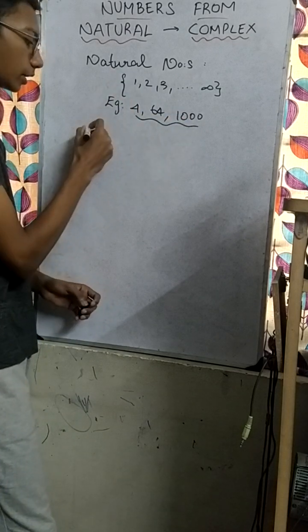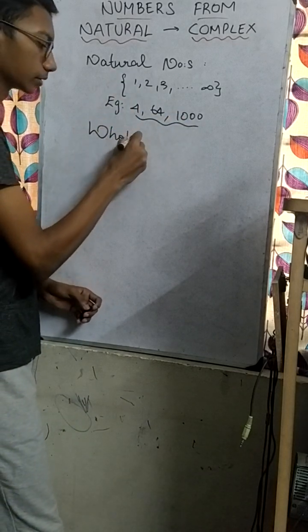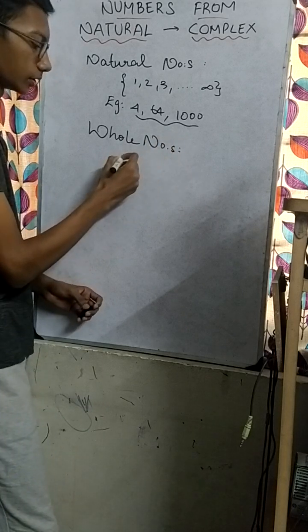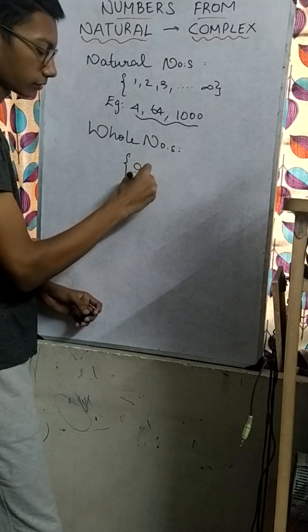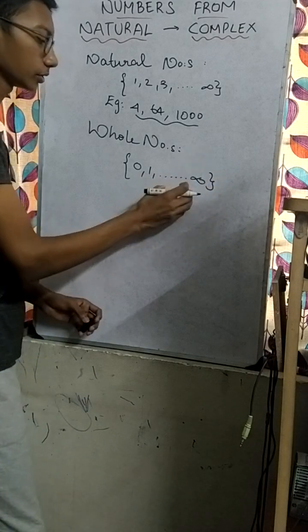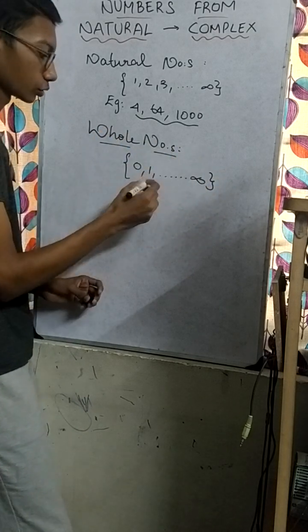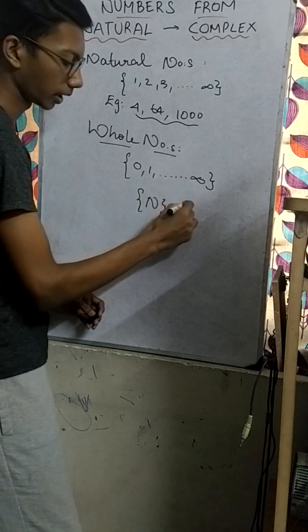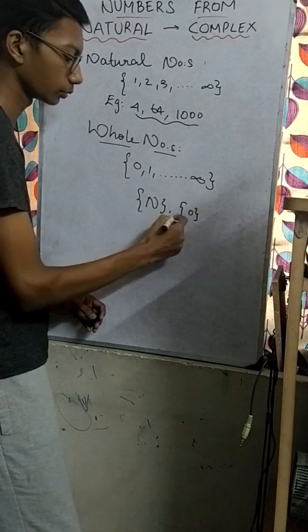Now the next thing after natural numbers is whole numbers. The thing about whole numbers is it starts from 0 and goes to infinity. So this is just natural numbers including 0. That is the thing with whole numbers.